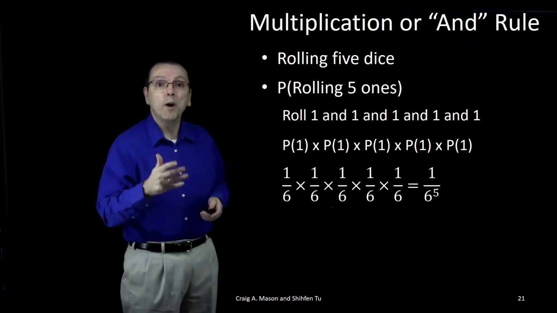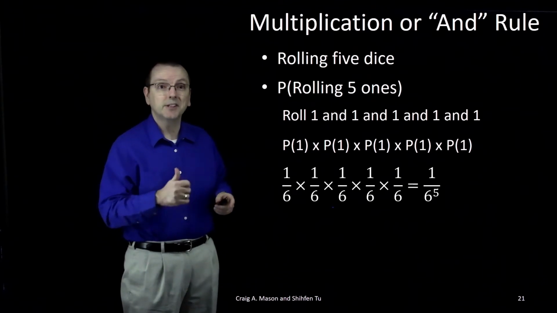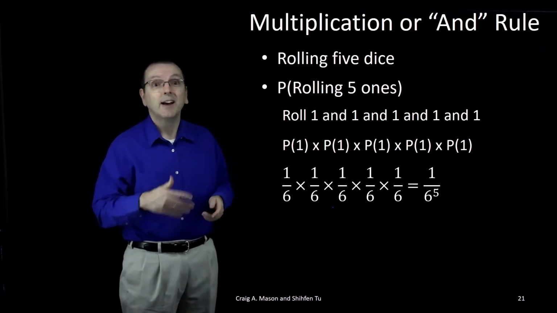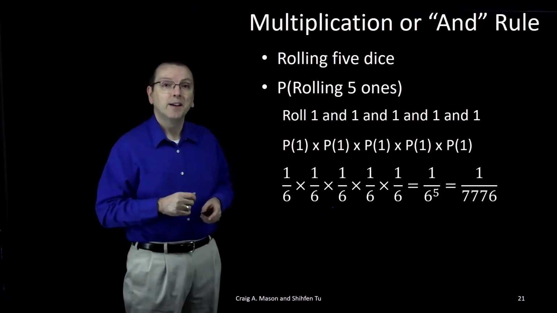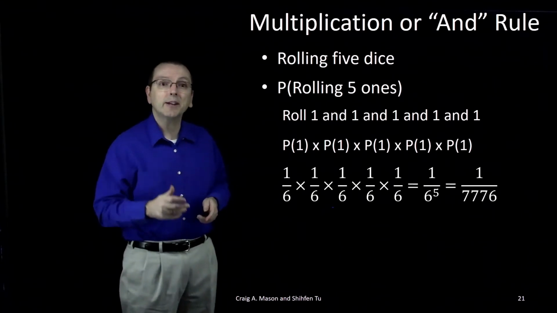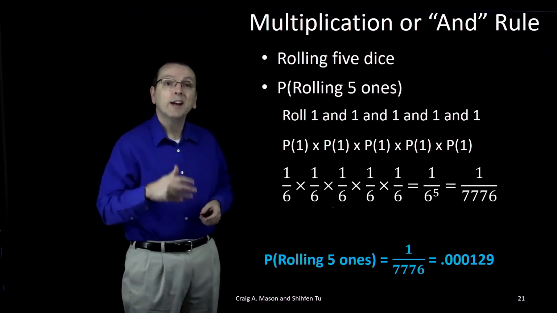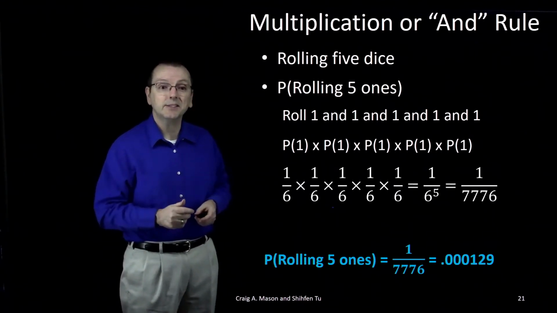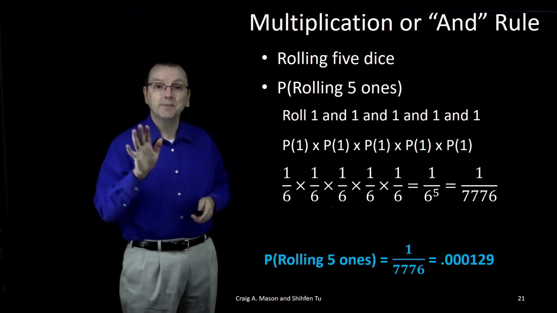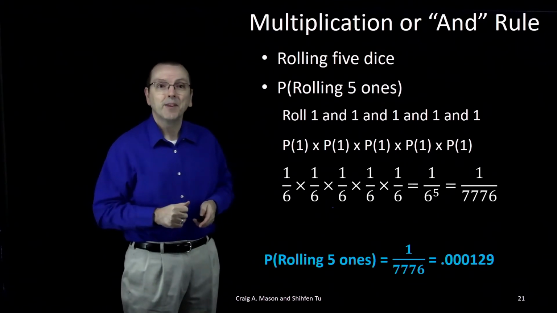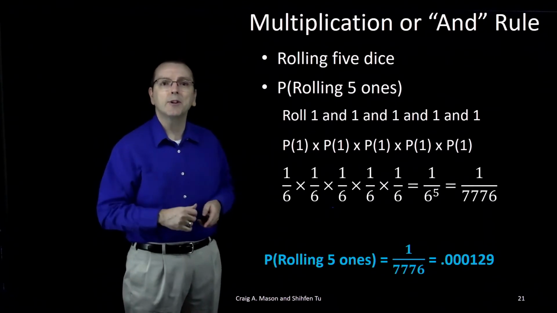That solves to 1/6 to the 5th power, or if I calculate that denominator of 6 times 6 times 6 times 6 times 6, I get 1/7,776. So I can write this out as the probability of rolling 5 ones is equal to 1/7,776, or 0.000129, right? Good. Okay, now let's take this problem one step further.